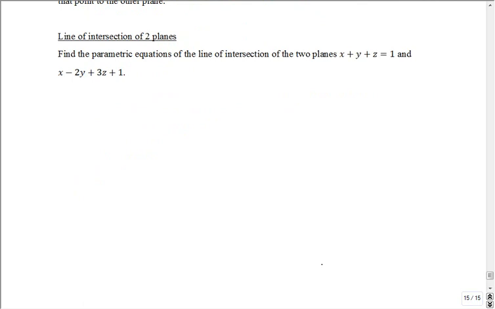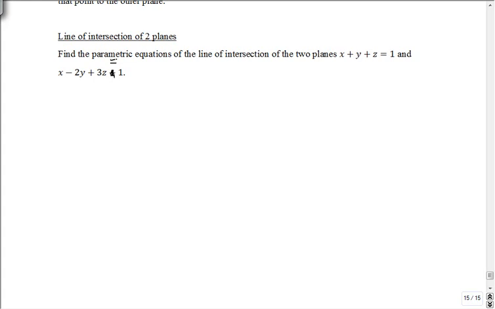Find the parametric equations of the line of intersection of the two planes. Oh, there's a little error there. x plus y plus z equals 1 and x minus 2y plus 3z. I think that should be equals 1. Just let me check. So equals 1. Okay.